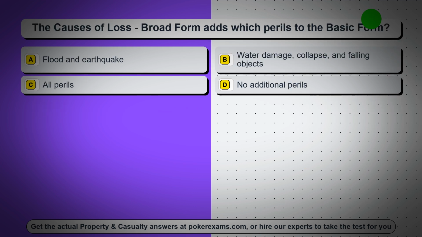Question 23. The causes of loss, broad form adds which perils to the basic form? Option A, flood and earthquake. Option B, water damage, collapse, and falling objects. Option C, all perils. Option D, no additional perils.